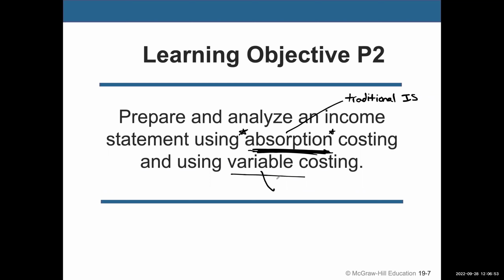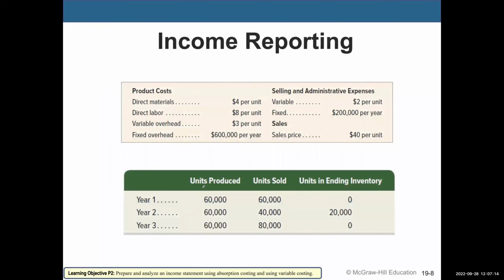With variable costing, we can do a contribution margin income statement. Why? Because a contribution margin income statement separates costs by their behavior, which is precisely what we're doing with variable costing, because our cost of goods sold is only going to include variable costs. So let's go ahead and let's look at what we have.